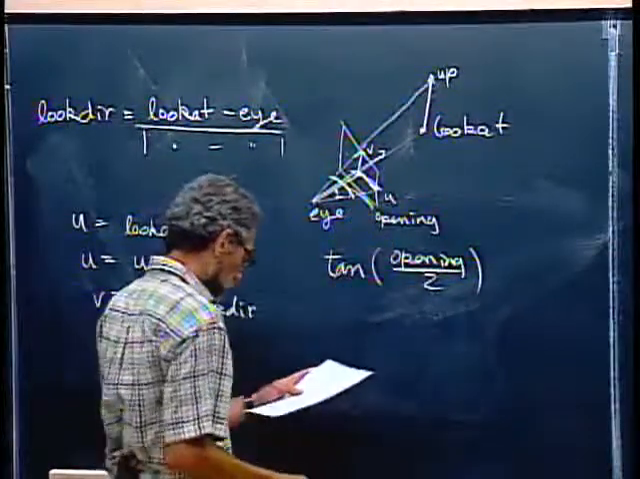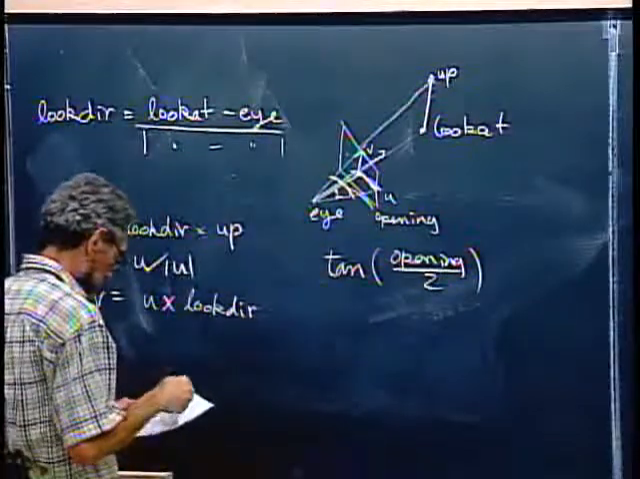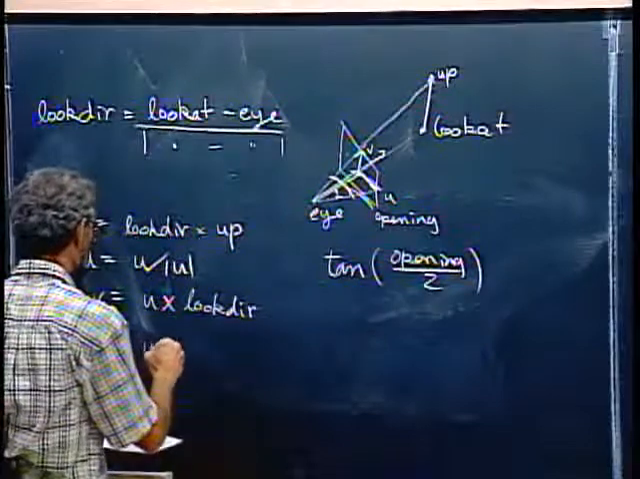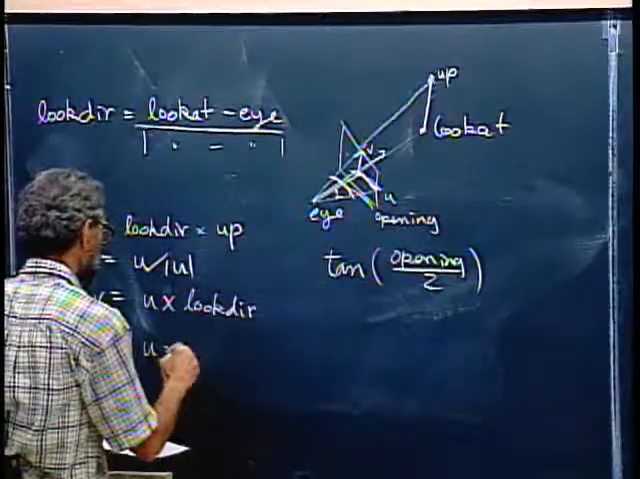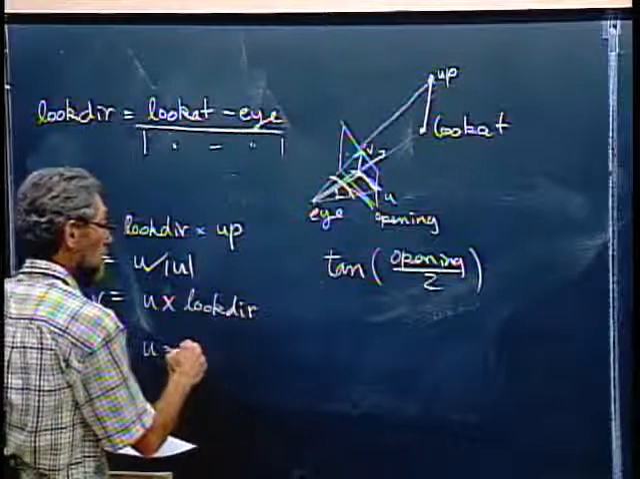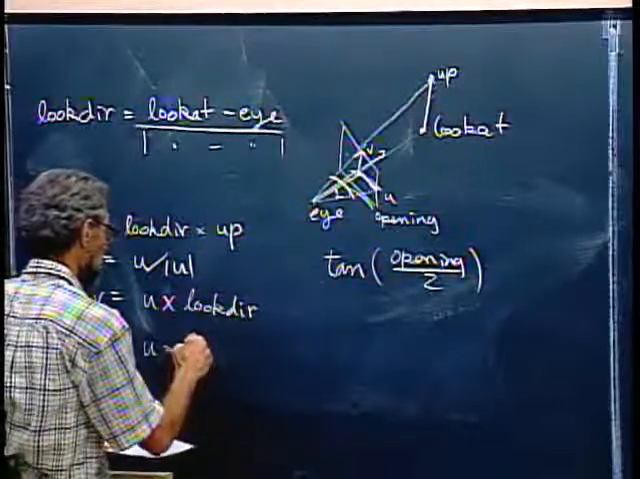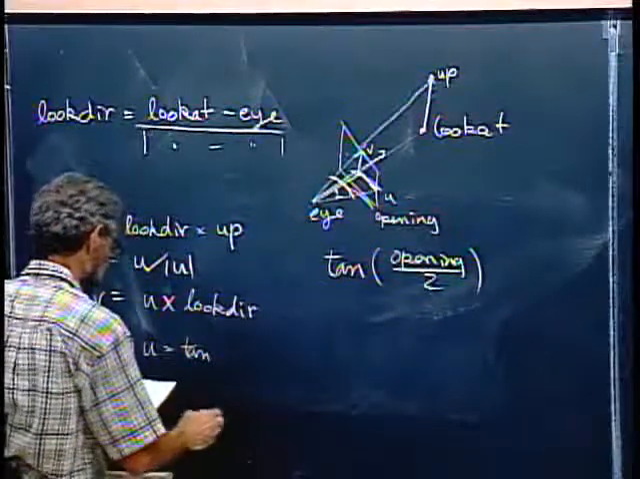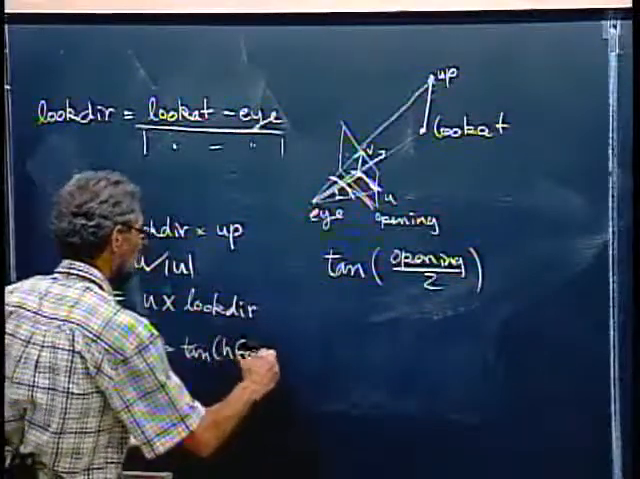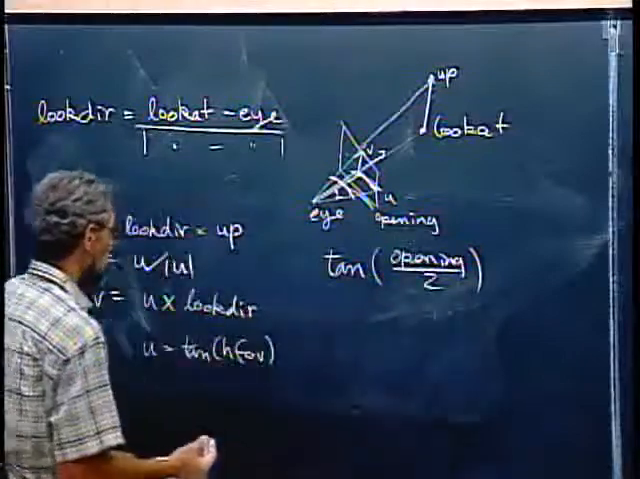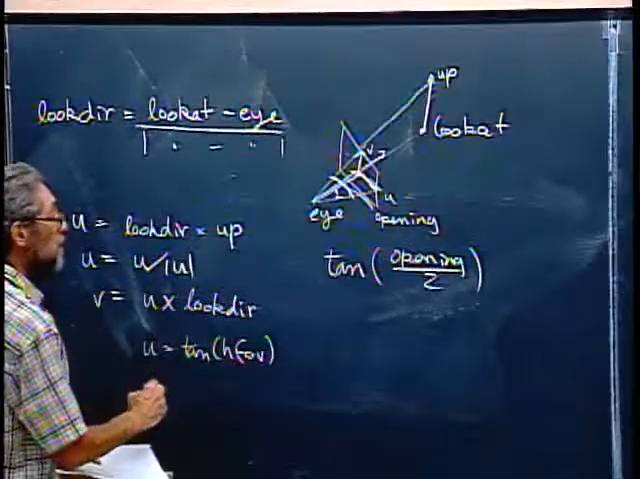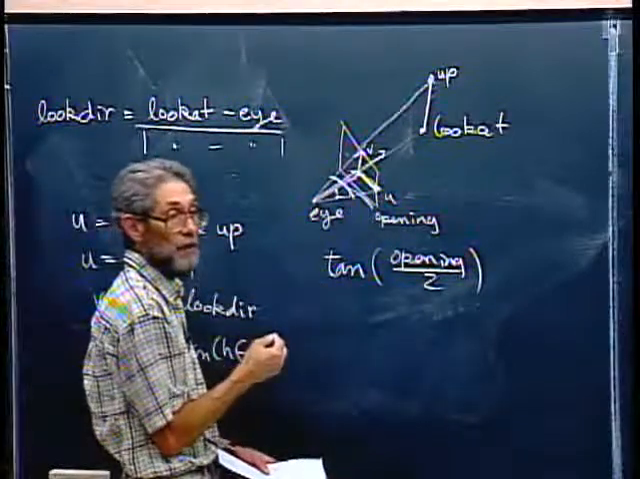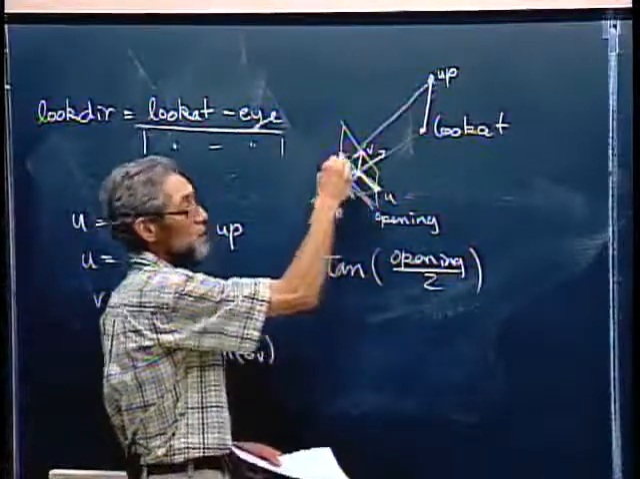And so what the code does is multiply u, the vector, by this length, tan of HFOV, which is the half view angle. If this vector is 1, this vector goes all the way to the side of the screen. And then minus it goes to the other side.